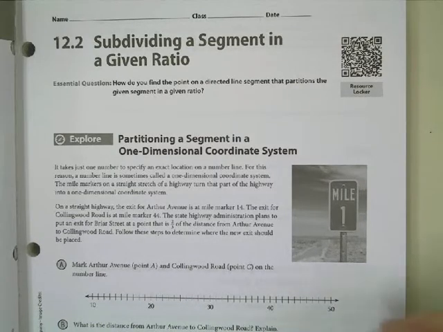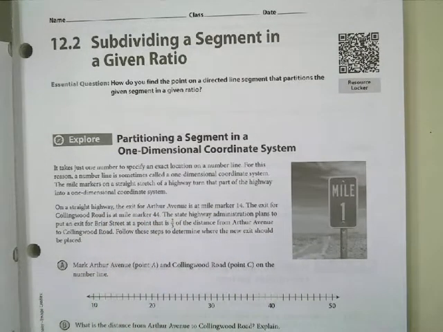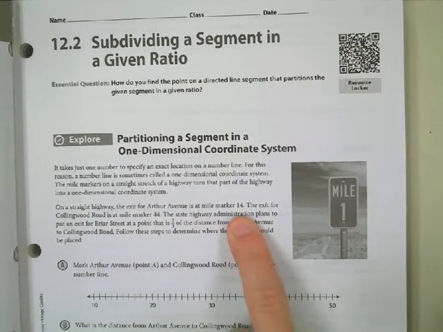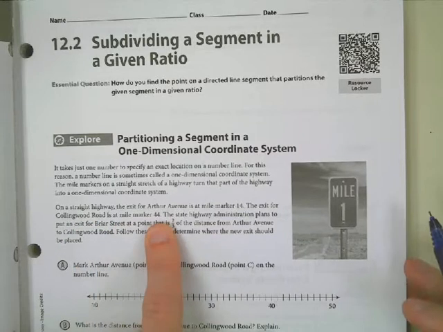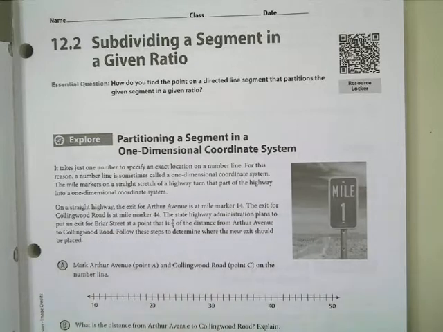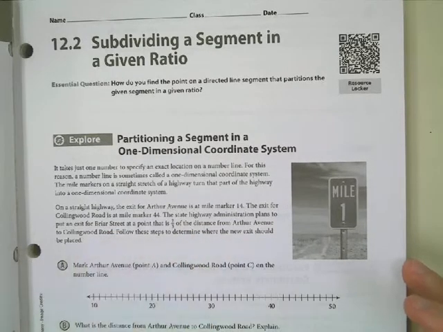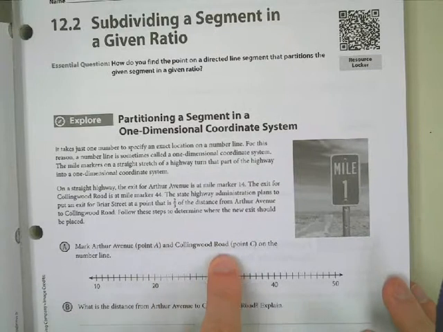Oh, there you go. So anyway, on a straight highway, the exit for Arthur Avenue is at mile marker 14. The exit for Collingwood Road is at mile marker 44. The State Highway Administration plans to put an exit for Briar Street, another made-up road, that is 2/3 of the distance from Arthur Avenue to Collingwood Road. Follow these steps to determine where the new exit should be placed. First, we're going to mark Arthur Avenue, point A, and Collingwood Road, point C, on the number line.